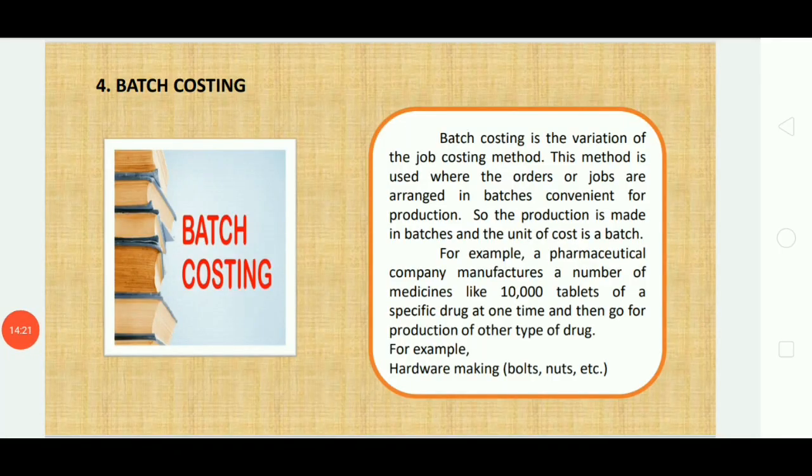Now, the method number 4 is batch costing. Batch costing is the variation of the job costing method. This method is used where the orders or jobs are arranged in batches convenient for the production. Students, understand this? Generally, here the production is carried out in different types of batches.